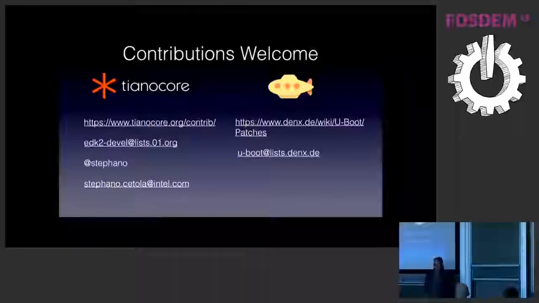What's the difference between TianoCore and EDK2? That was what Stefano was explaining. It's very easy. TianoCore is the umbrella project, right? That's basically the name for the overarching project. EDK2 is the toolkit itself that allows you to build firmware. And the firmware that falls out of it doesn't have a name. In a nutshell. Yeah, fair.